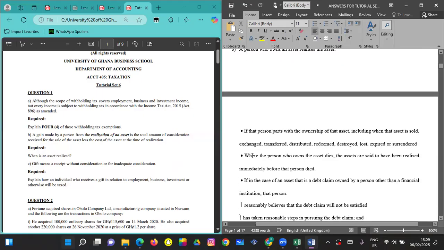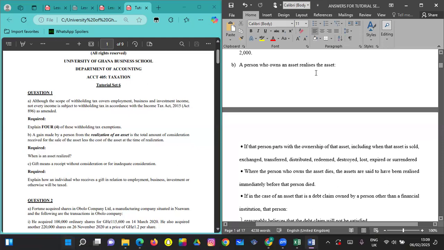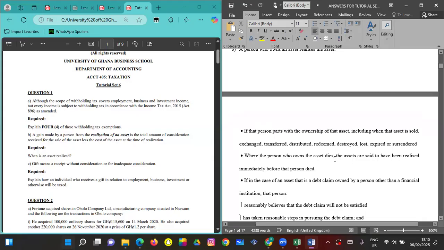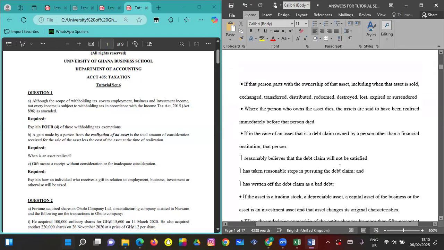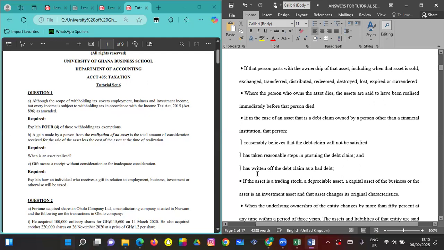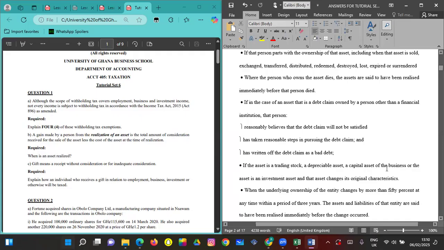When an asset is realized: when the person dies, and when there's a transfer of ownership and those kinds of things. So when a person owns an asset, if the person parts with the ownership of the asset, including when the asset is sold, exchanged, transferred, distributed, redeemed, destroyed, lost, etc., and where the person who owns the asset also dies. In the case of an asset that is a debt claim, where maybe someone is owing you and you try the best possible to get the money and you are not getting it, it means it has been realized, right? And then if the asset is a trading stock, a depreciable asset, a capital asset of the business, or the asset is an investment asset, and that asset changes its value, its original characteristics.